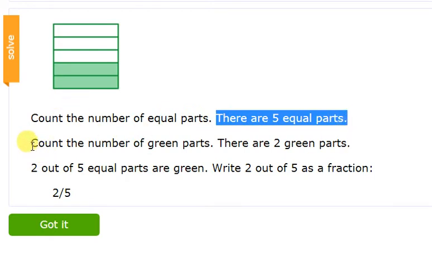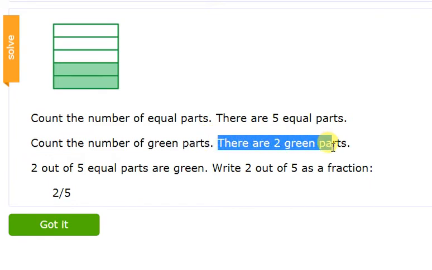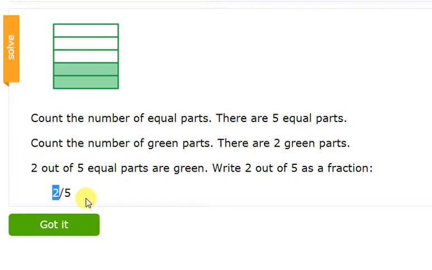Now what are we going to find? Count the number of green parts. How many green parts are there? 1 and 2. So there are 2 green parts. So how do we write its fraction? 2 green parts, so 2 should be in the numerator and 5 in the denominator because there are a total of 5 equal parts. So this is the fraction of this green region.